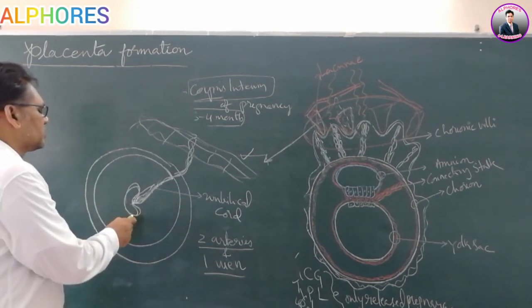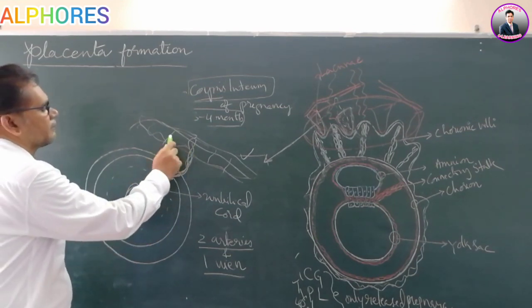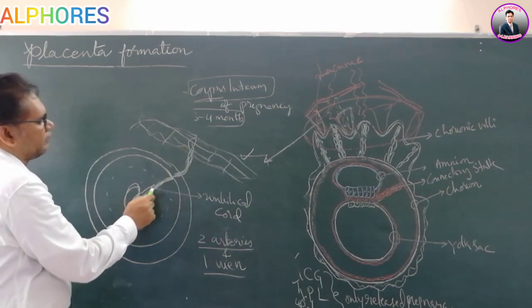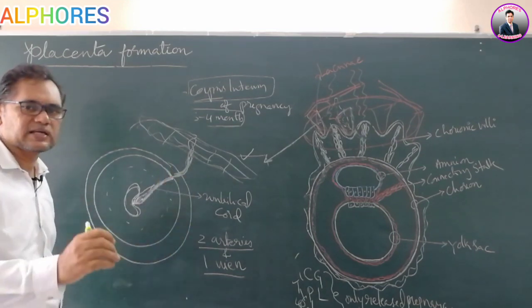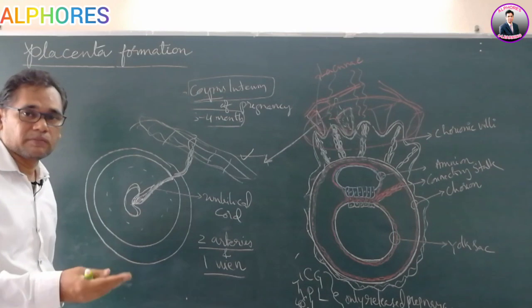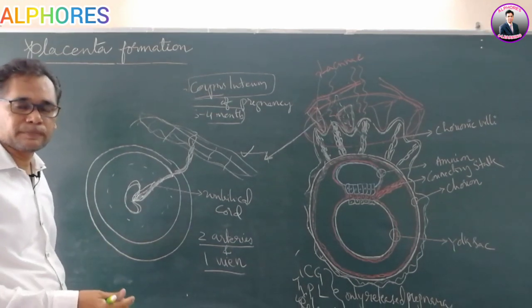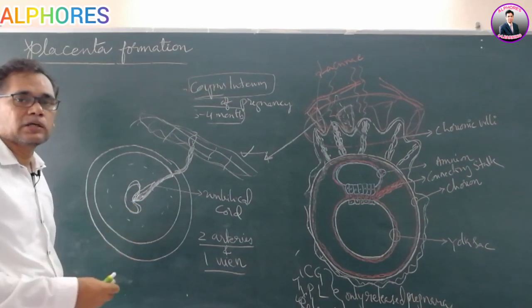Now at the final stage it looks like this. This is the amniotic fluid. Now this is the placenta part, which is connected here by a cord-like structure called the umbilical cord. Okay. Now this is the placenta formation, its function, what hormones are produced and how they are useful.